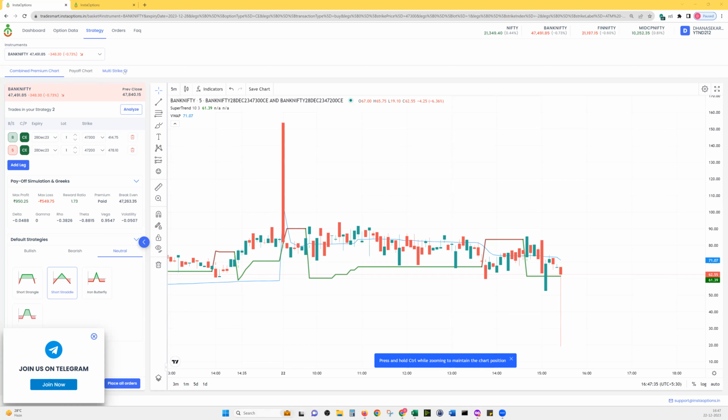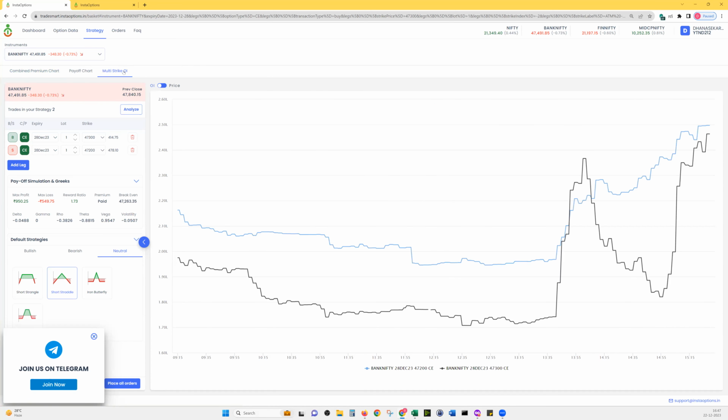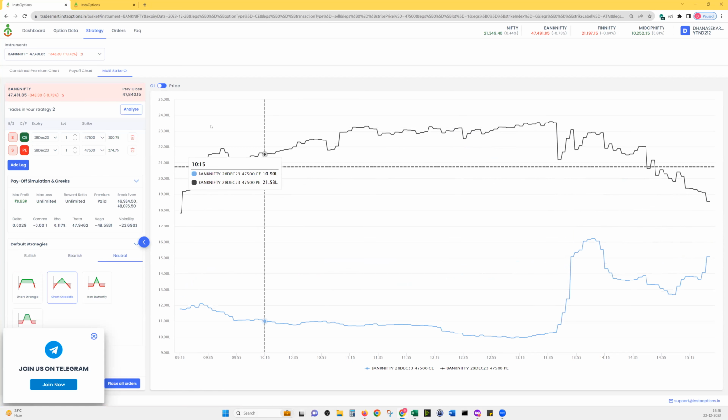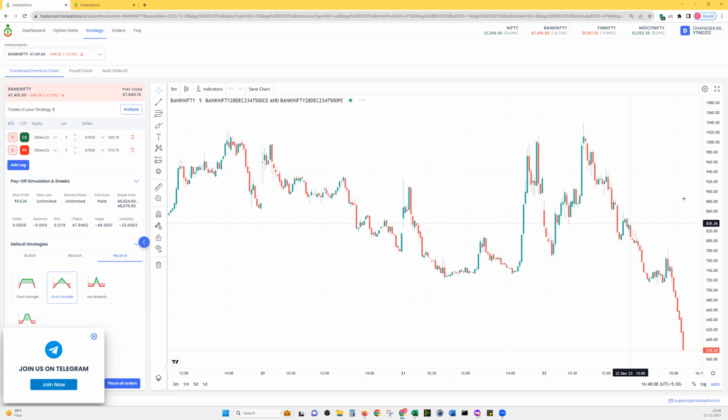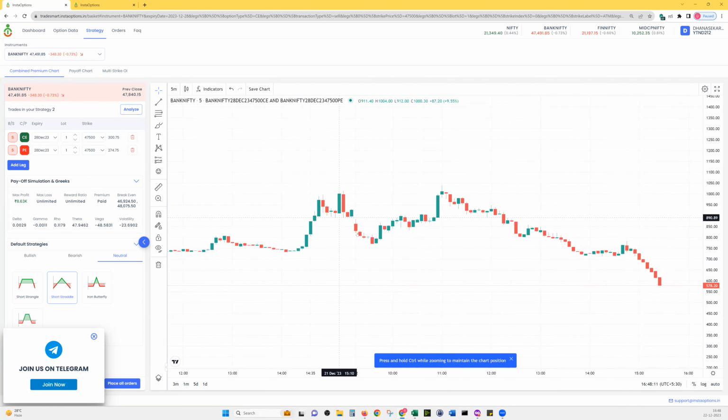And now what we do, we just try to examine one more thing. I can see this multi-strike OI over here, just click on it. Did you notice one thing very clearly? See, in the morning, both the premiums are eroding. Sorry, I made some mistake. I put a strangle and then put a straddle. Combined premium. I selected both call options unknowingly.